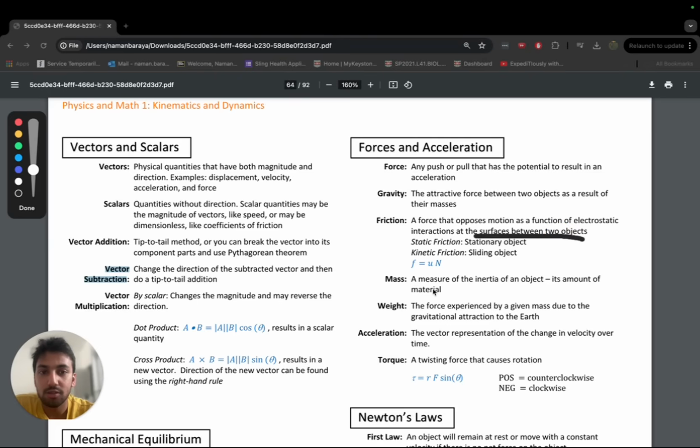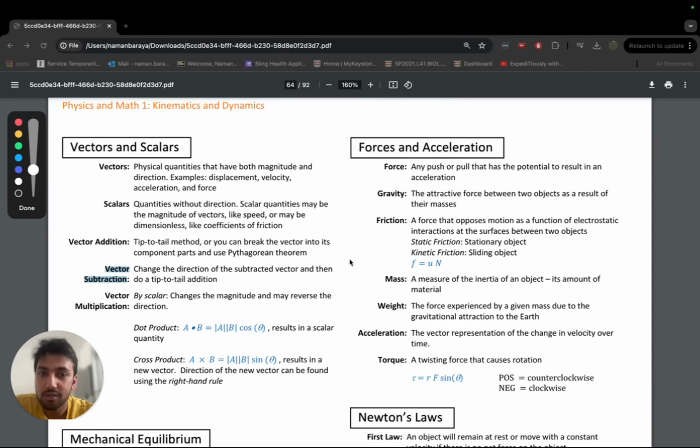Friction is the force that opposes motion as a function of electrostatic interactions at the surfaces between two objects. There's static friction, which is when an object is not moving, and kinetic friction, which is when an object is moving. And that's equal to the normal force times a coefficient. And this coefficient is dependent on what surface you're looking at.